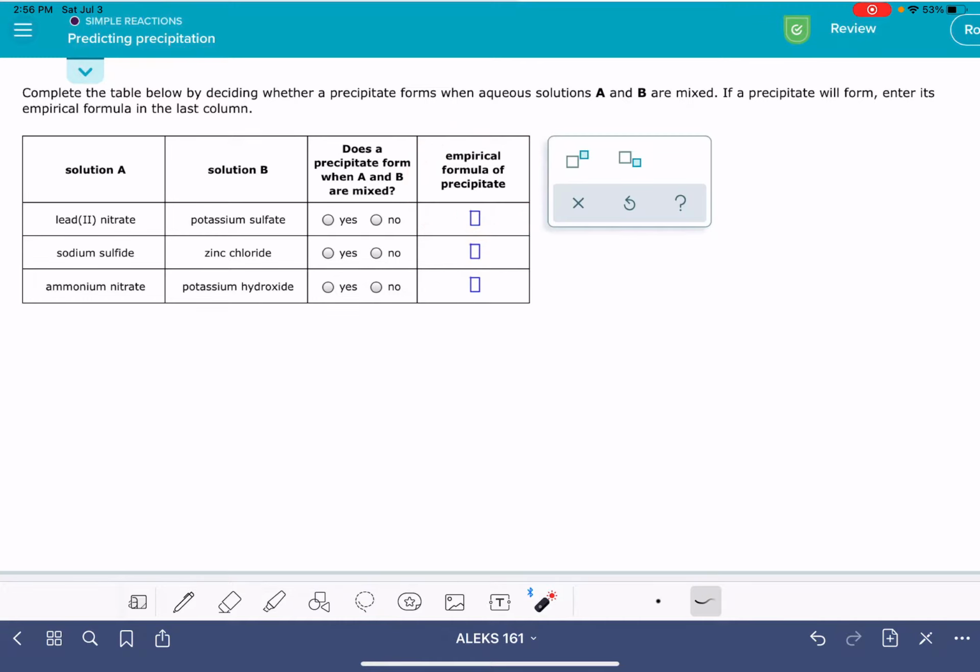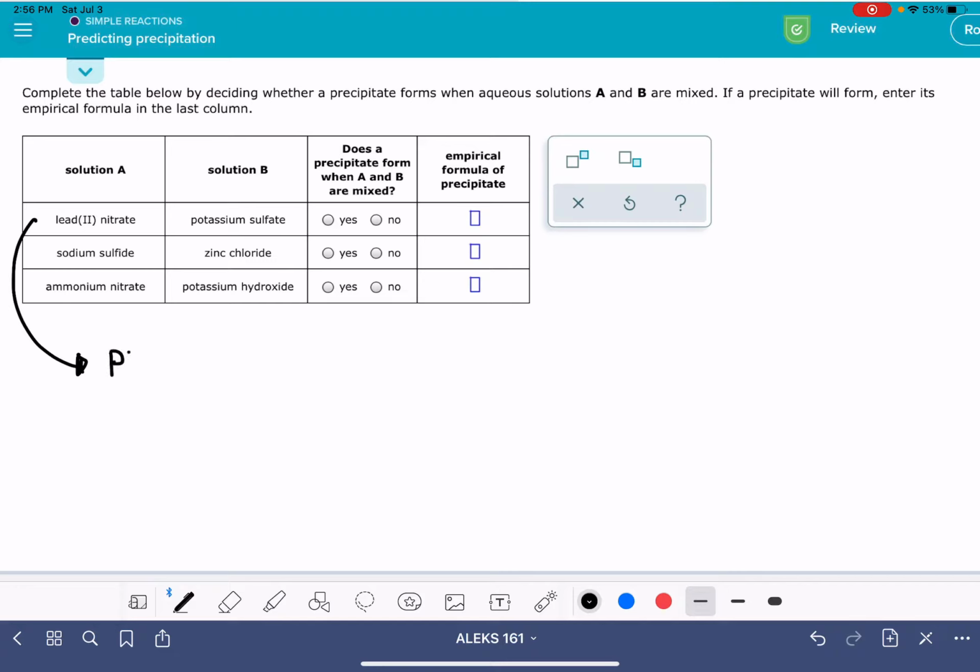The first thing that you want to do is take the first combination of solution A and solution B, and write the cation and the anion from each one of these solutions. You don't necessarily need to write this as a compound. I'm just going to do this down here. It's totally okay to just write them as separate ions.